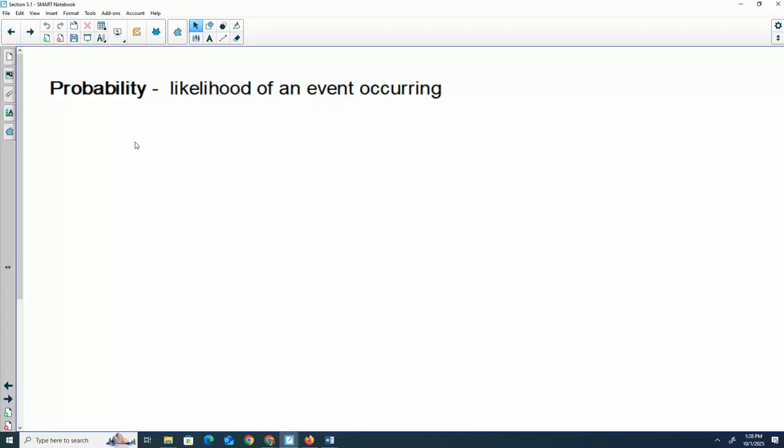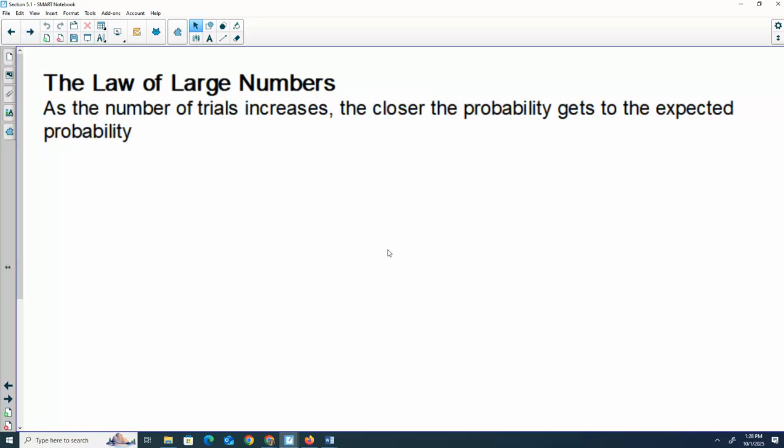0% meaning it can't happen. 100% meaning it's guaranteed to happen. Impossible to have a negative or more than 100%. So there's something called the law of large numbers. It tells us as the number of trials increase, the probability will get closer to what we expect.